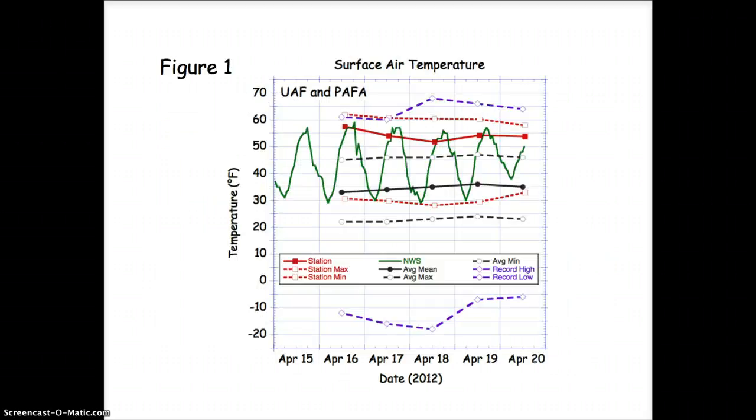Figure 1 shows a 6-day air surface temperature grid from April 15th to April 20th. The station's maximum daily temperature on the 19th was 60 degrees, and the station minimum daily temperature was 29. The station's mean daily temperature was 74.5, and the station daily range temperature was 31. The reason I'm reading those few off is to get a general idea of how I did the readings.